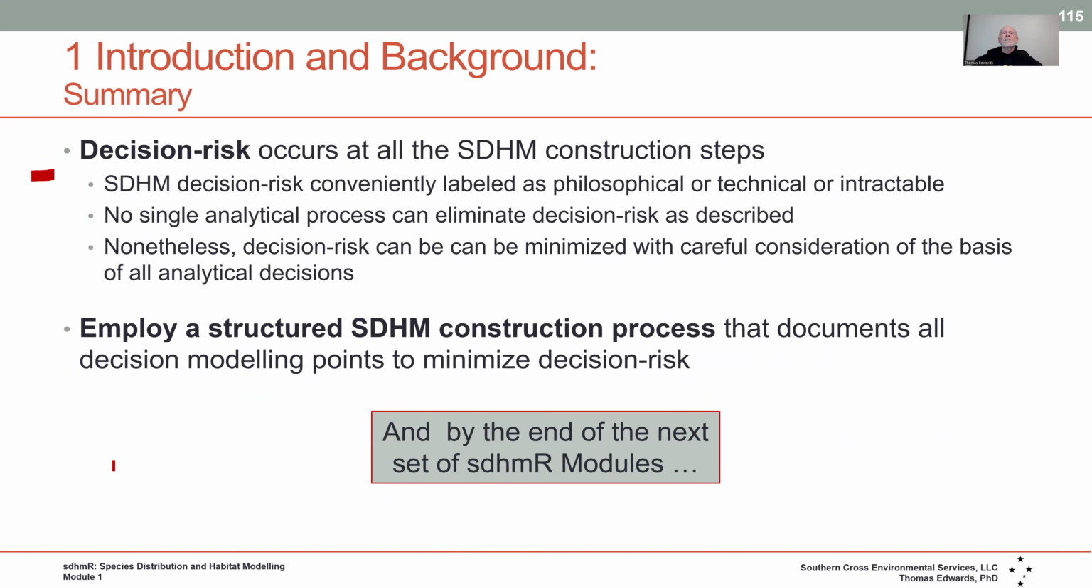Last, decision risk is going to occur at all steps in a distribution model. It helps to label the decisions you make and the risk associated with each as either philosophical, technical, or intractable. These are obvious. If you don't have sufficient data to do anything, it's intractable. Technical, typically these can be resolved.